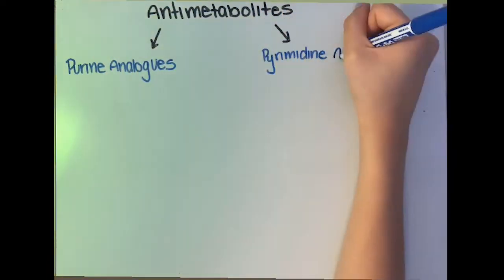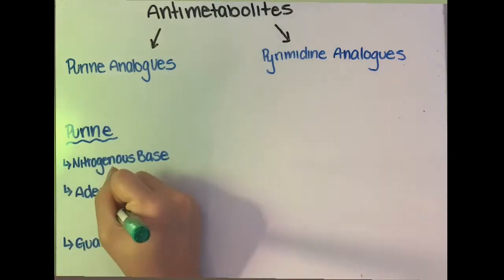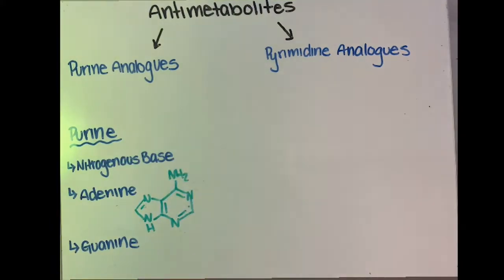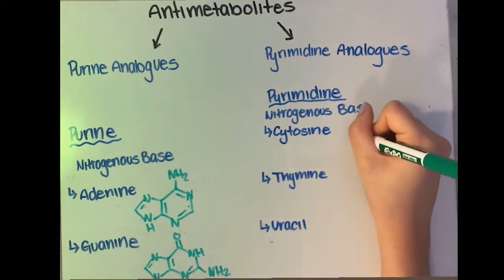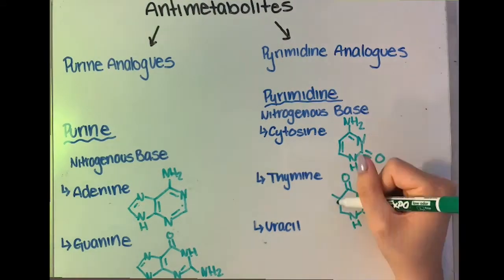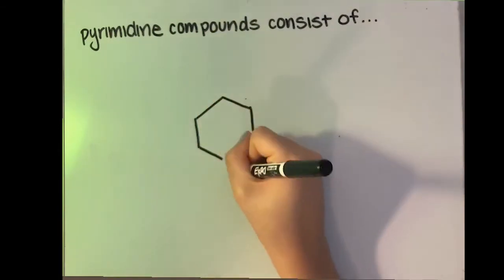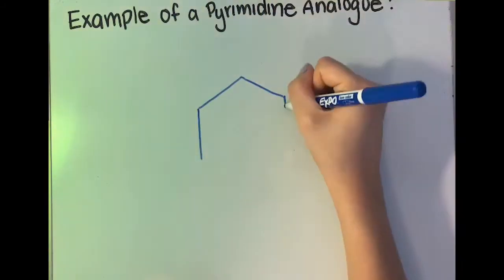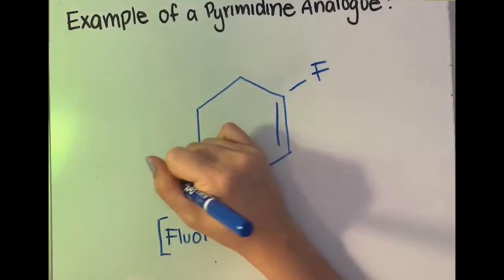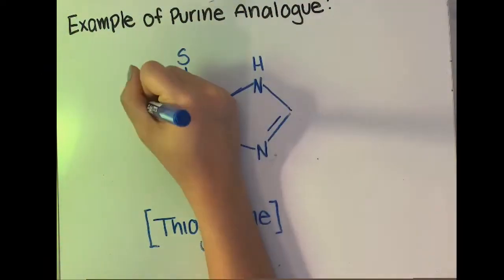There are two main types of antimetabolites. There are purine analogs and pyrimidine analogs. Purine refers to the nitrogenous bases in DNA, which are adenine and guanine, and pyrimidine refers to cytosine, thymine, and uracil. It is less clear how the purine analogs work. However, pyrimidine analogs contain a fluorine atom at the 5 carbon position on the ring. An example of a pyrimidine analog would be fluorouracil, and an example of a purine analog would be thioguanine.